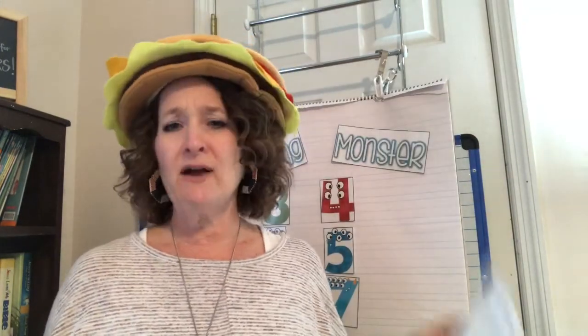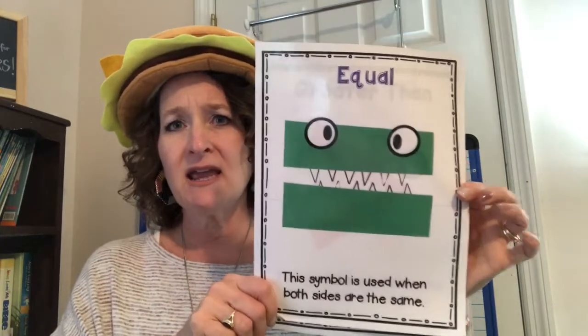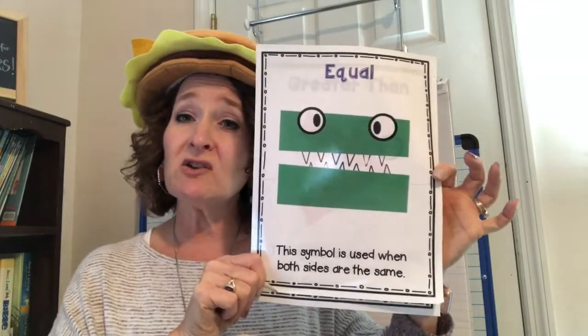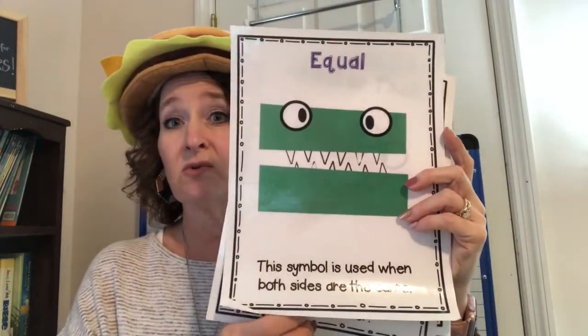And then this is a guy who you know. This is equal. And we know equal means things are the same. So when two things are the same, we don't have a Munching Monster. We have the equal sign to use. So let me show you how this works with a couple of numbers today.